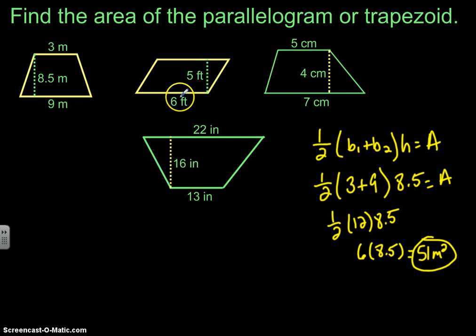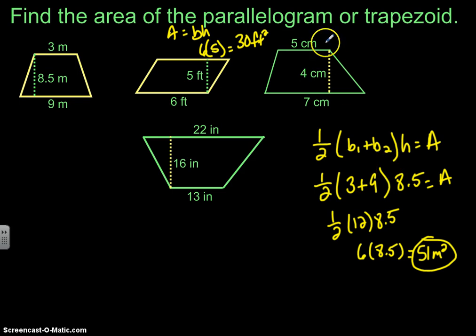Let's look at this parallelogram. Well, the base is here, the height is here. So it's just base times height. I'll write the formula. Area equals base times the height. Base is 6. Height is 5. That's going to give us 30 square feet. 30 feet squared. Okay. Here we have another trapezoid.